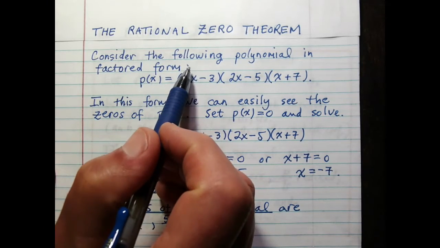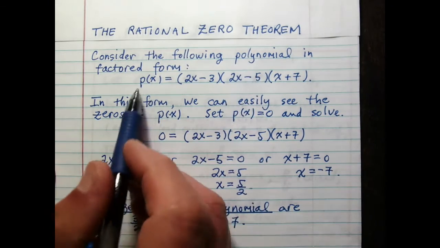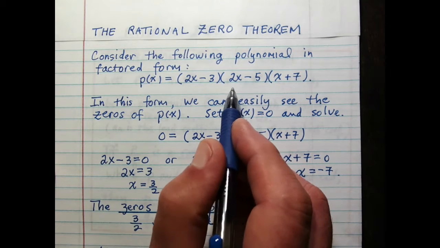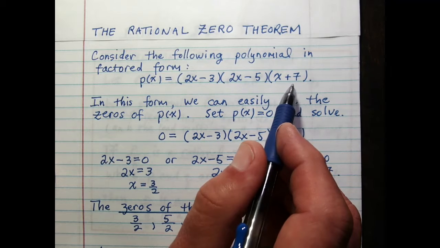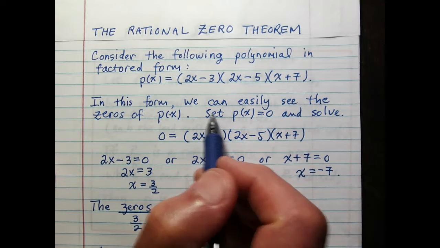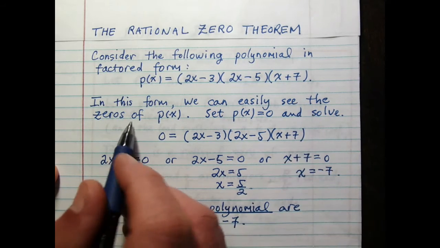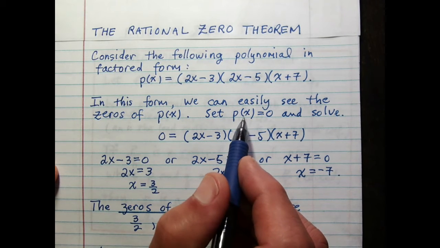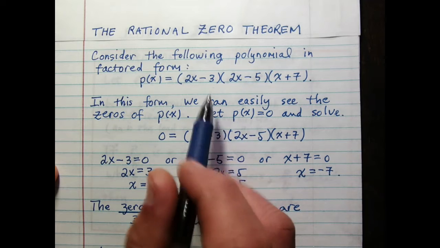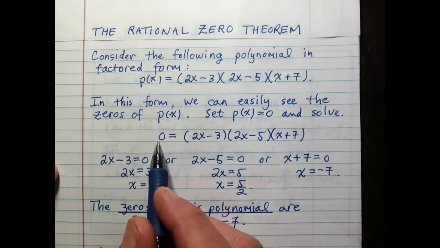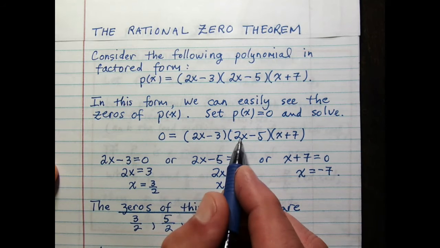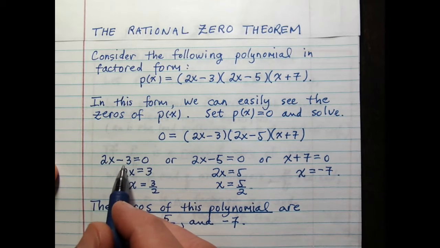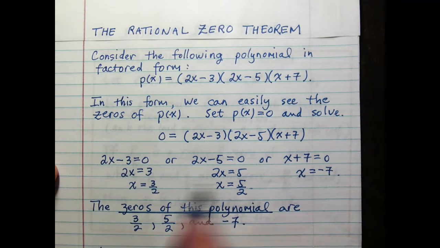from. So I'm giving you a polynomial here in factored form. P of x equals 2x minus 3 times 2x minus 5 times x plus 7. So in this factored form, we can easily see the zeros of P of x, right? Because to get the zeros, you set P of x equal to 0. And when we set that polynomial equal to 0, we have 0 equals the product of those three factors. So the only way this could be 0 is if one factor is 0 or the second or the third.